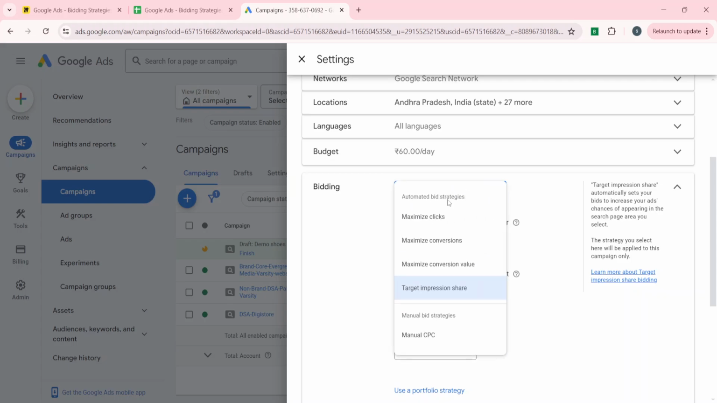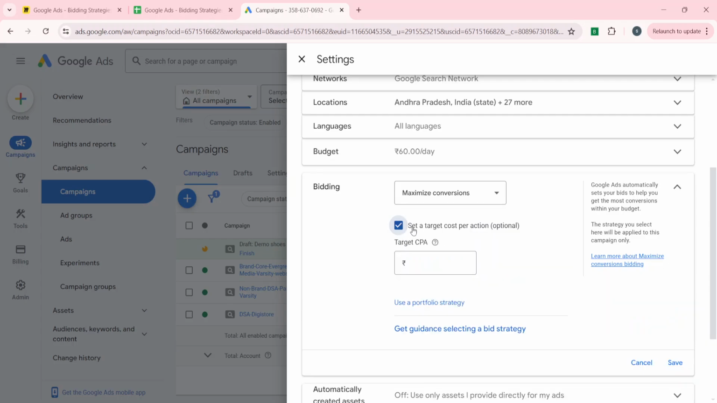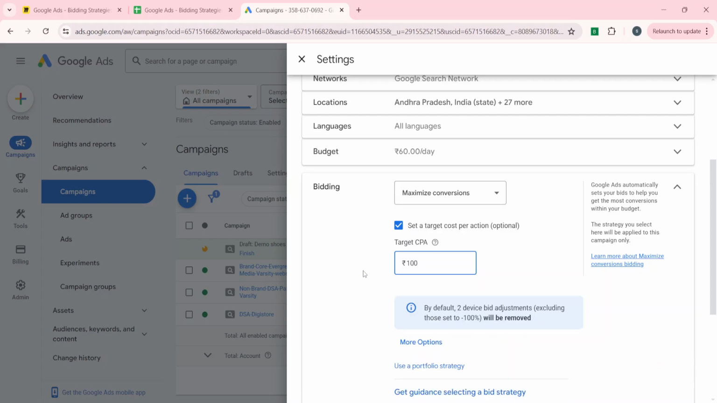Similarly, for maximize conversions, there is a limit, or you can say a target. See here, set a target cost per acquisition. Target CPA, this is called TCPA. So when you give TCPA, let's say I will give it as 100 rupees. What this algorithm will try to do is bring the conversions below the set 100 rupees CPA. Are you getting me right?